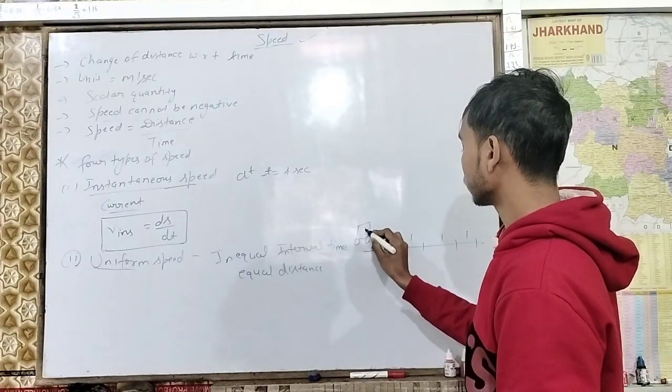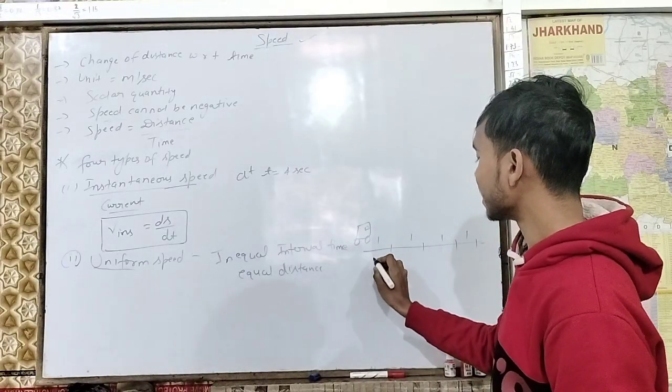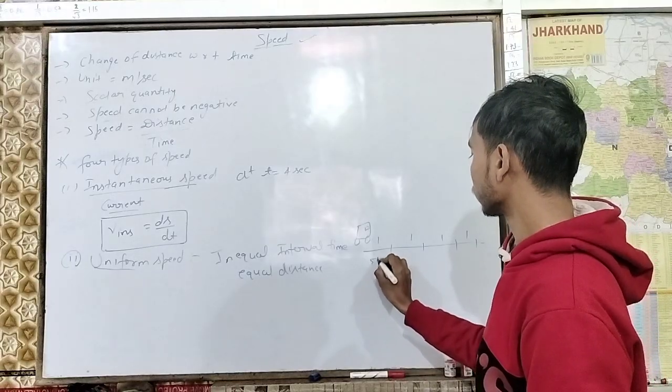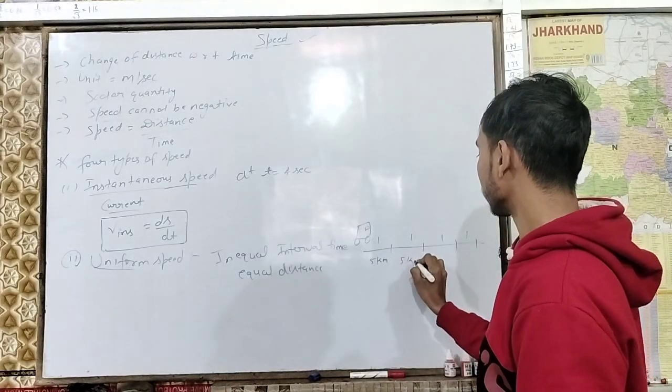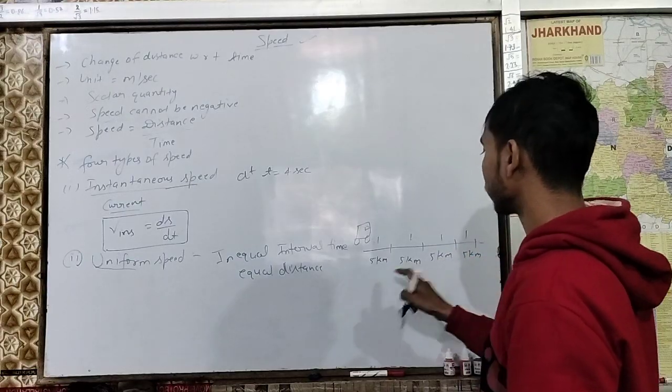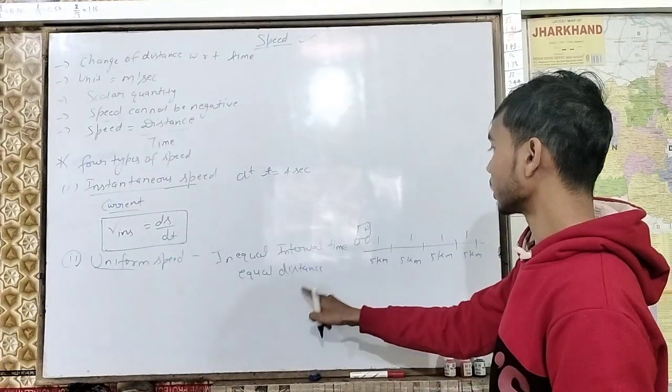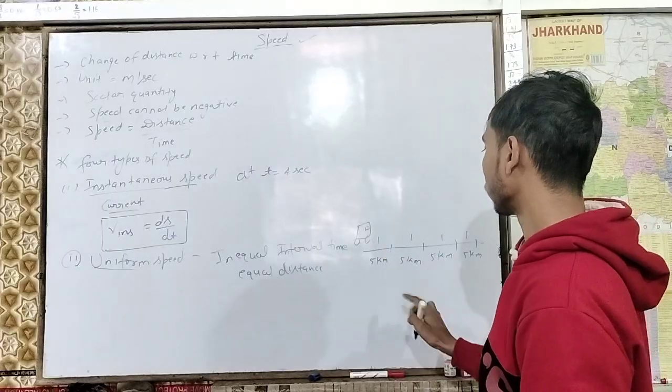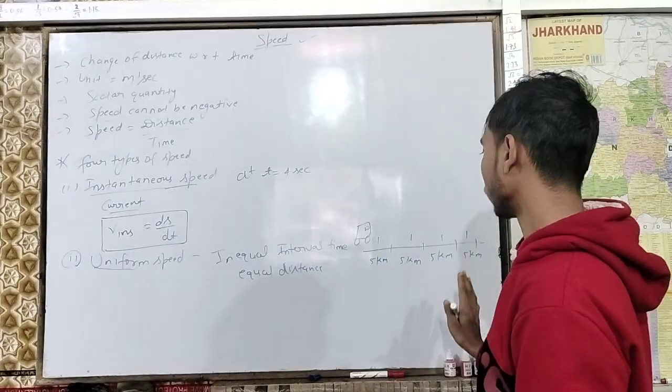This object is covering how much? Let's say 5 kilometer distance, then 5 kilometer distance, 5 kilometer distance, 5 kilometer distance. What do you understand? In one hour, again, this is covering 5 kilometer. Again in 1 hour, 5 kilometer.